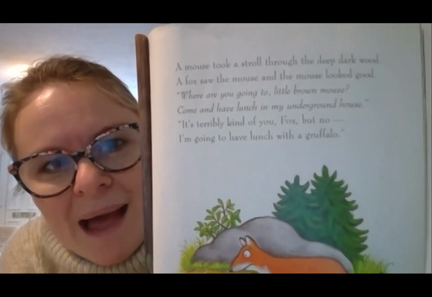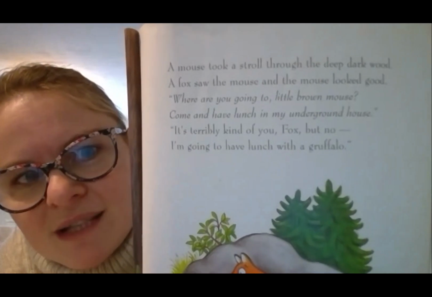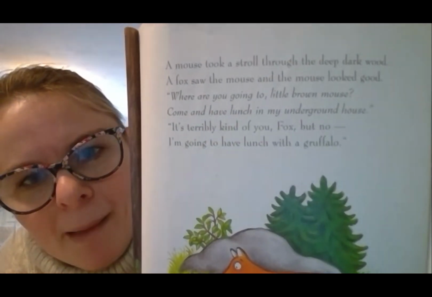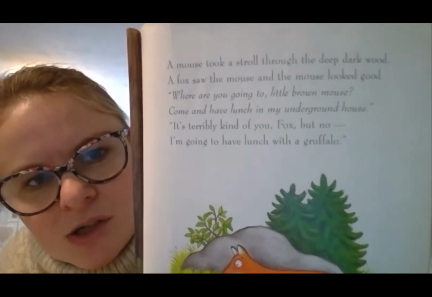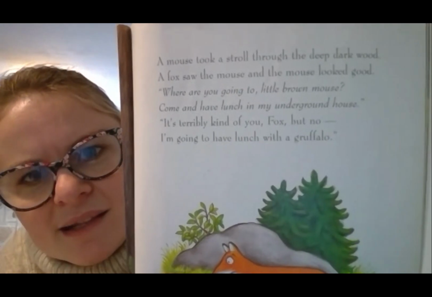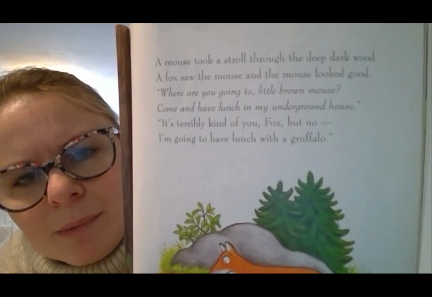A mouse took a stroll through the deep, dark wood. A fox saw the mouse and the mouse looked good. Where are you going to, little brown mouse? Come and have lunch in my underground house. Or is there anything that's asking or telling us to do something in that part of the story?